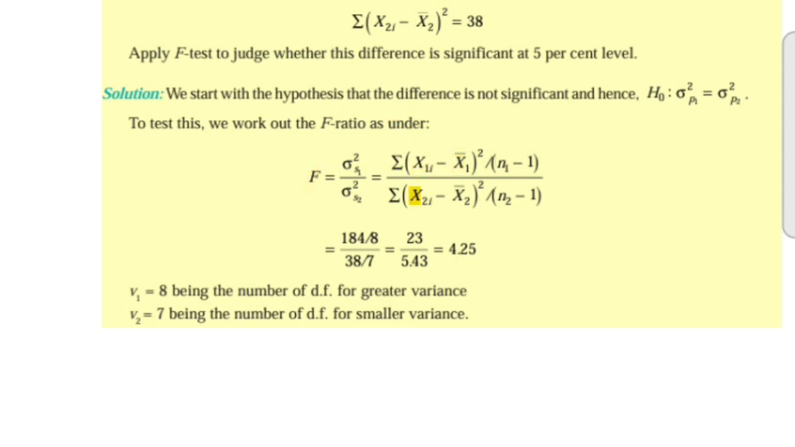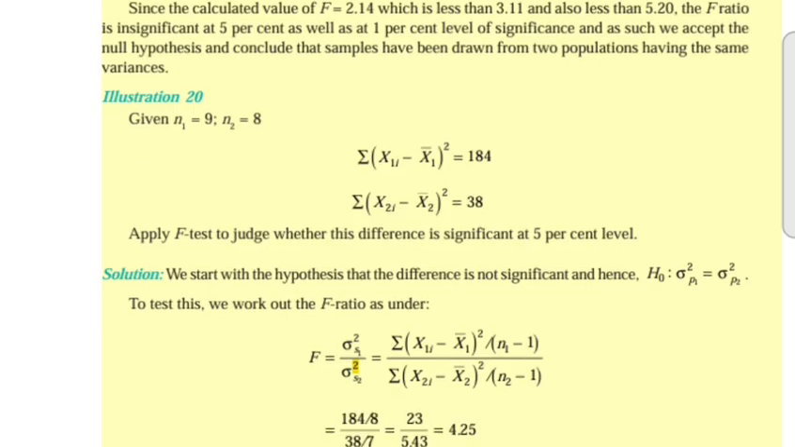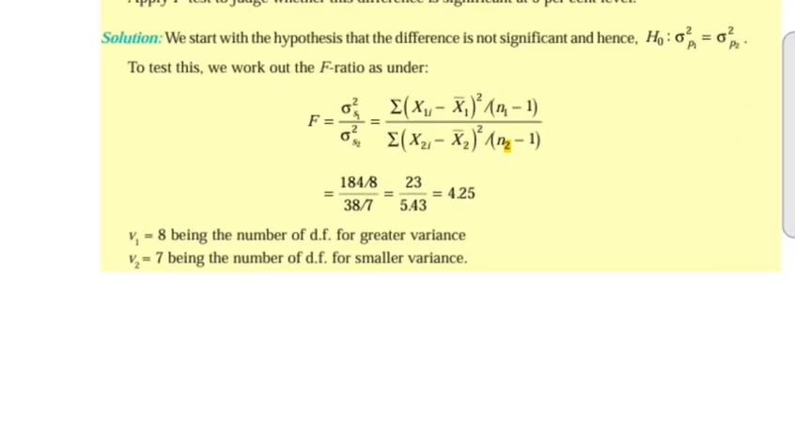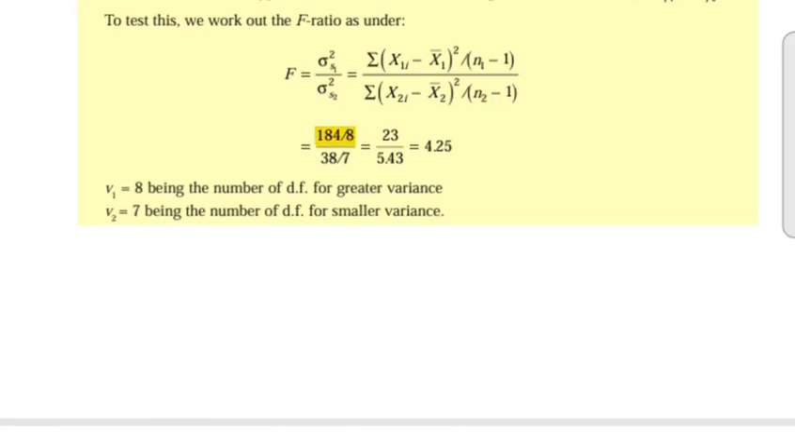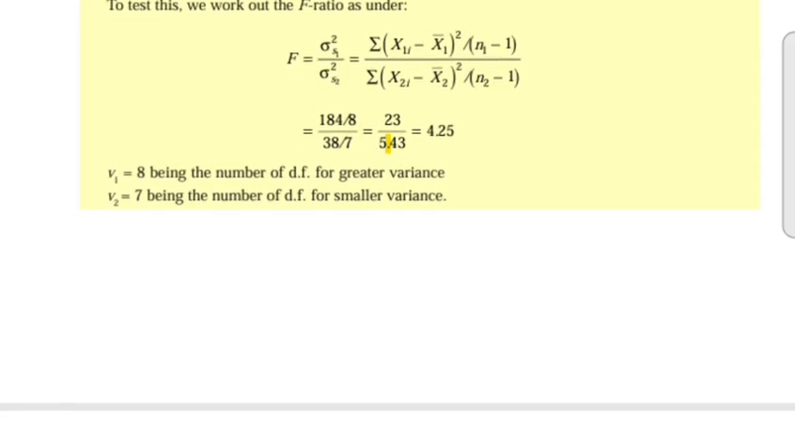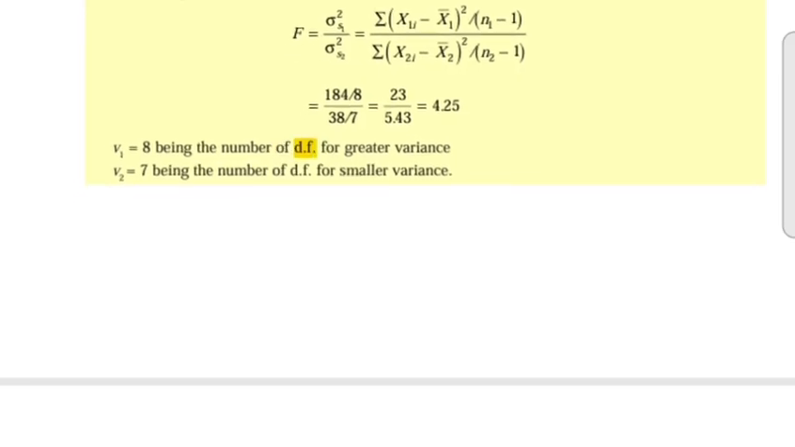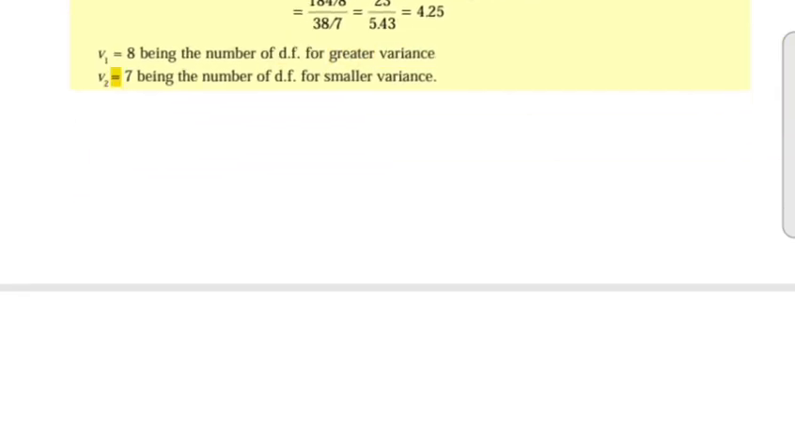The F statistic is calculated from the sample variances. v1 equals 8, being the number of degrees of freedom for the greater variance, and v2 equals 7, being the number of degrees of freedom for the smaller variance.